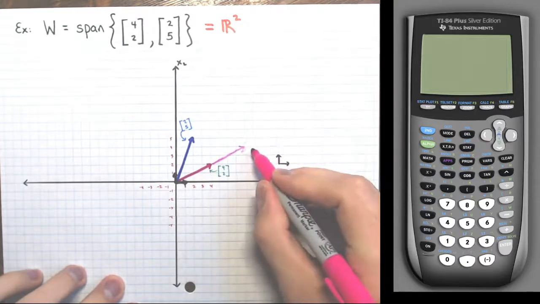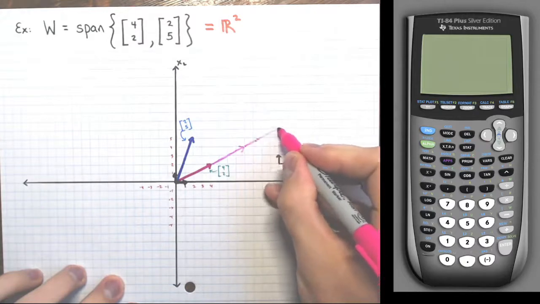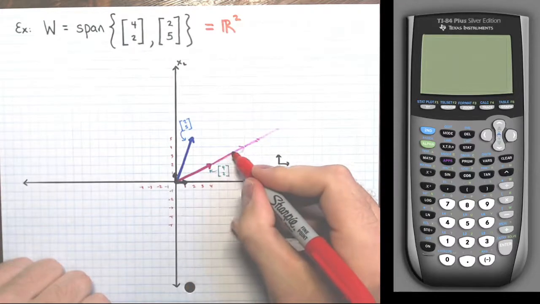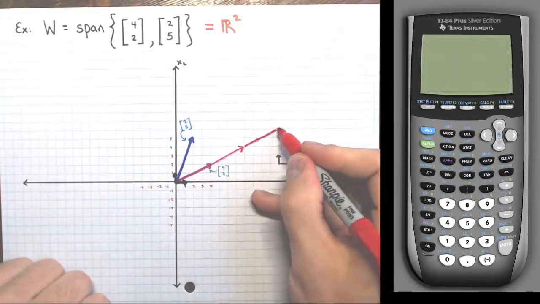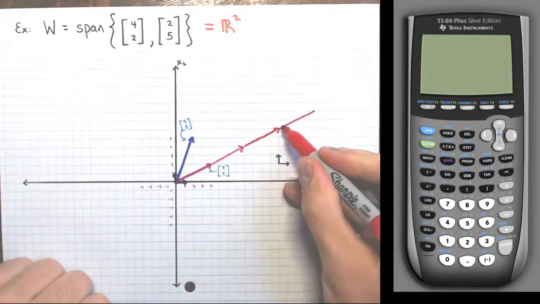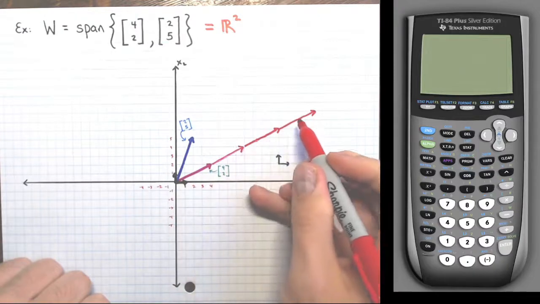And then right 4, up 2, and then here's another 4, 2. This is awful. Let me do this in red now. This will be better. And then right 4, up 2. Here's another 4, 2. So these are all positive multiples of 4, 2.